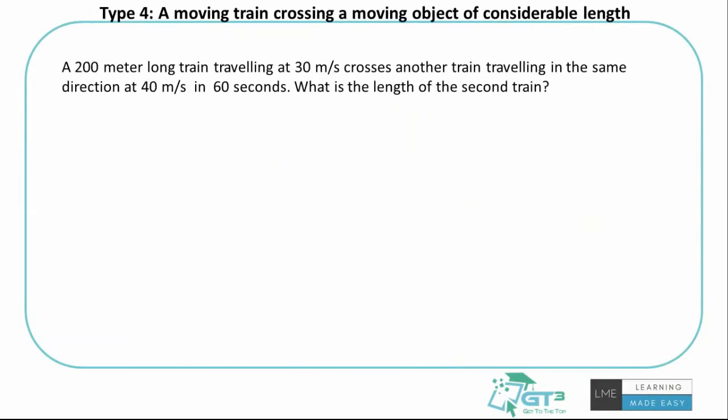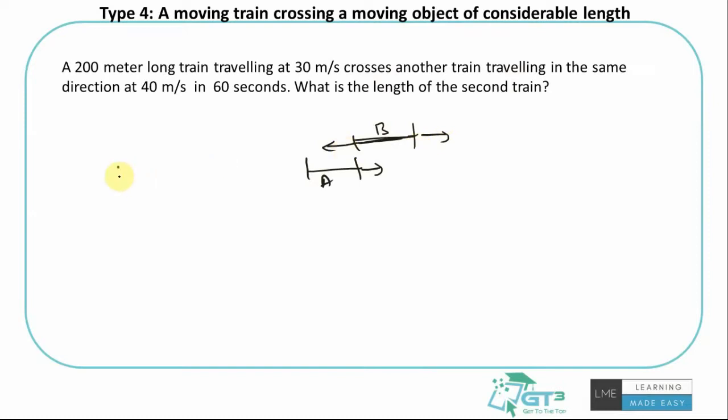The last type would be a moving train crossing a moving object of considerable length. So it's like two trains. There is an object of considerable length, that's B, and it is also moving. Is it moving in this direction or in this direction? That depends on the question. It's not just one entity that is moving. The second entity is also moving and it also has some considerable length. It's not a point object.